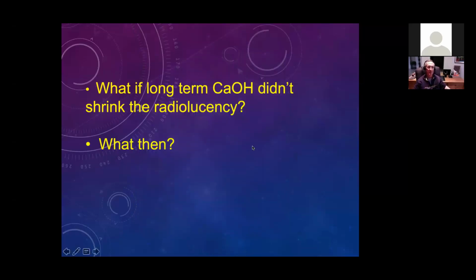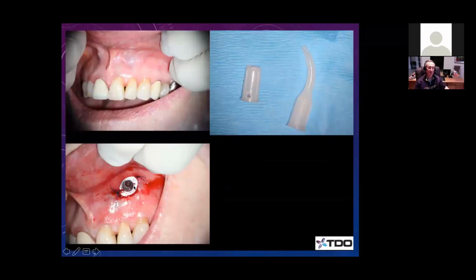So what if the long-term calcium hydroxide hadn't worked? Then our next plan was to do decompression. We don't do this very often, but I just put in an example in another patient. Large radiolucency, it's not healing. The purpose of decompression is to at least shrink it down to the size where we're not going to devitalize other teeth if we have to do surgery.